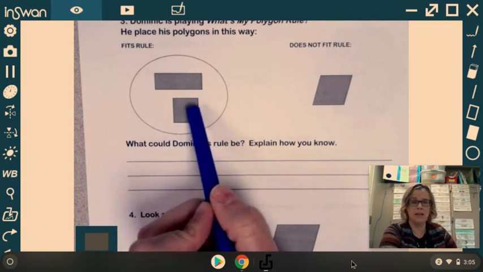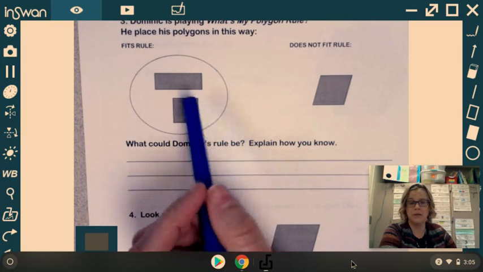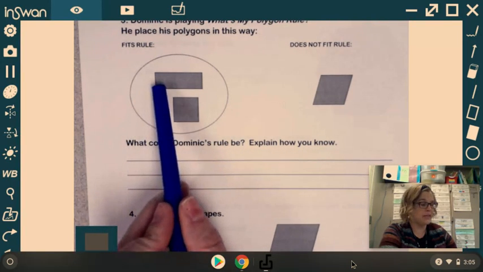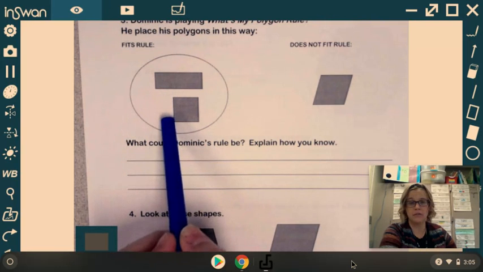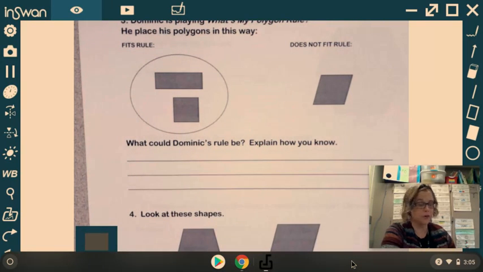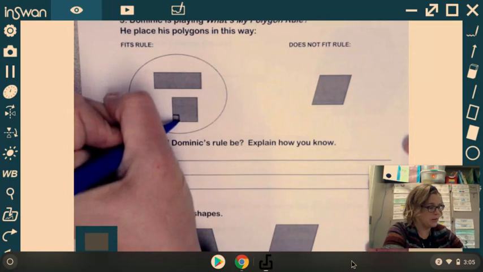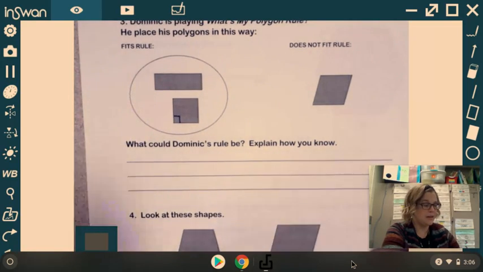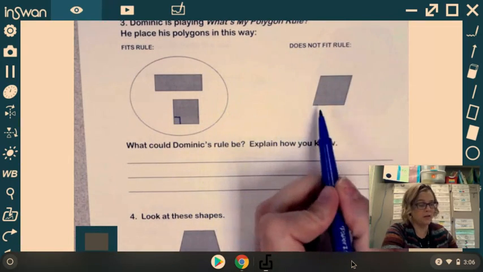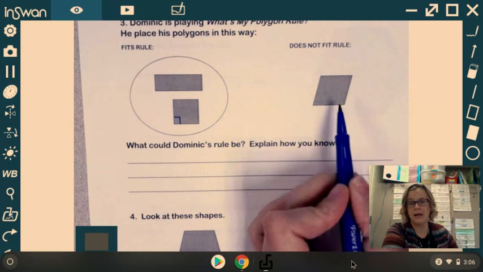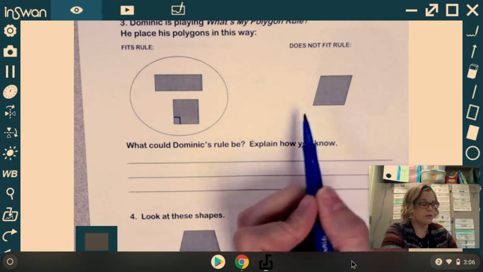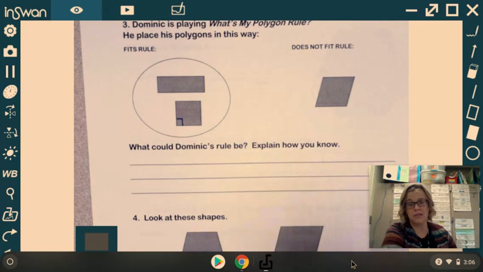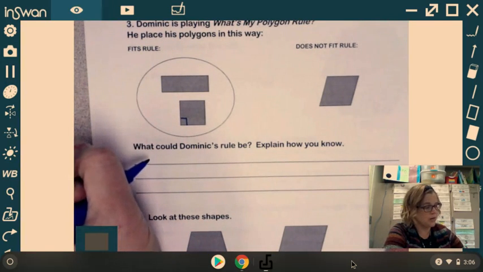The other thing that I can think about is my angles. So rectangles and squares have right angles or square corners. So they form this square corner. This parallelogram does not have right angles. So I think the rule is that the polygon has to have right angles. So when I write that, what could Dominic's rule be?